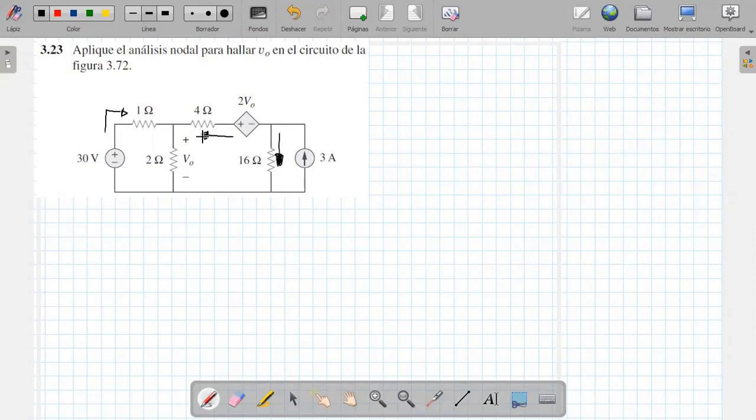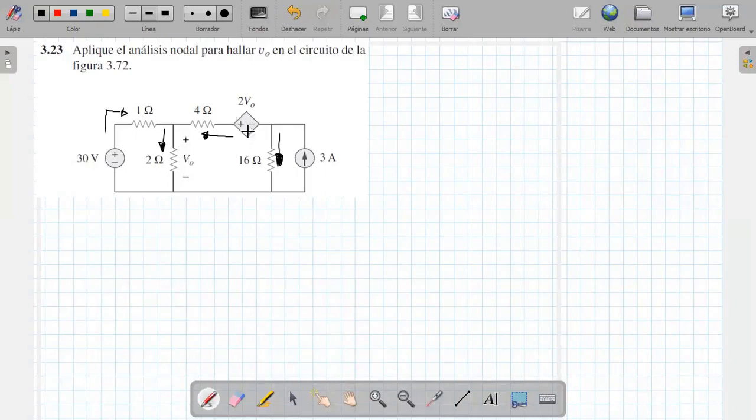How can we observe this? I put this current towards there because this dependent source tells me that the polarity is to the left, therefore it also exerts a force towards the left side. This current that comes from here meets this one that comes from here. The two join together and I suppose the path it takes is downwards.